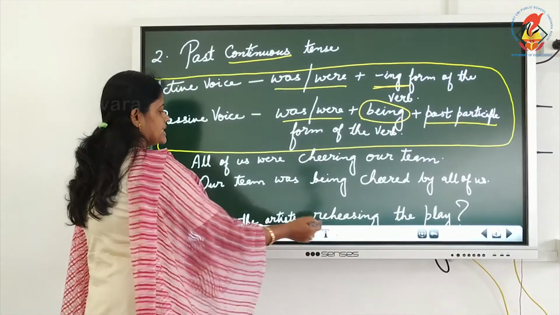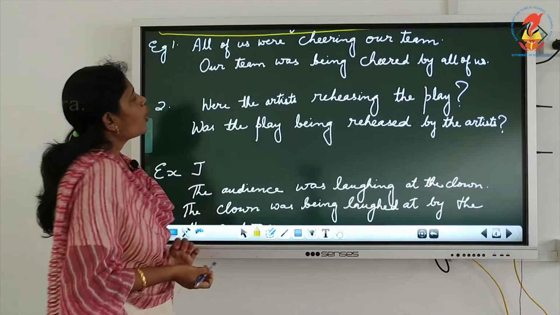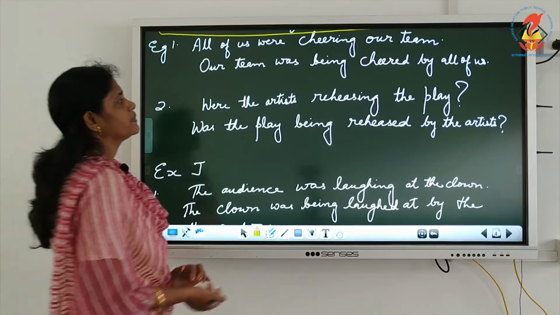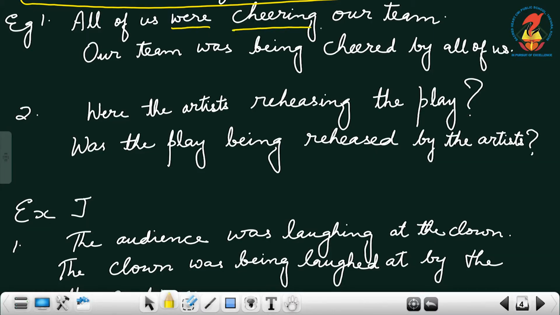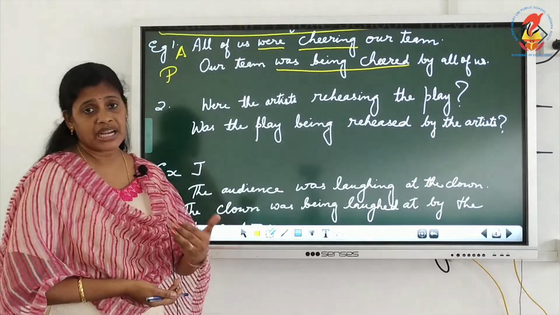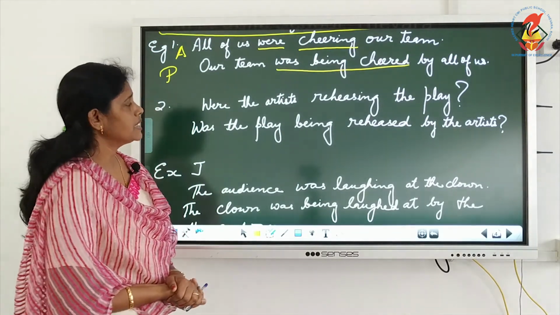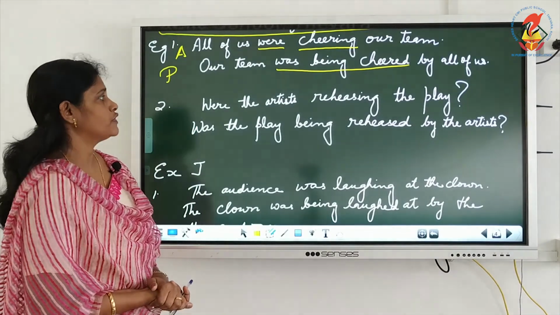Let's see a few examples. The first one is, all of us were cheering our team. So were cheering, this is in past continuous form, isn't it? So how will you make it into passive voice? This is active voice. So how to make it into passive voice? Our team was being cheered. An extra word is added. Cheering has become cheered. That is the past participle form. Our team was being cheered by all of us.